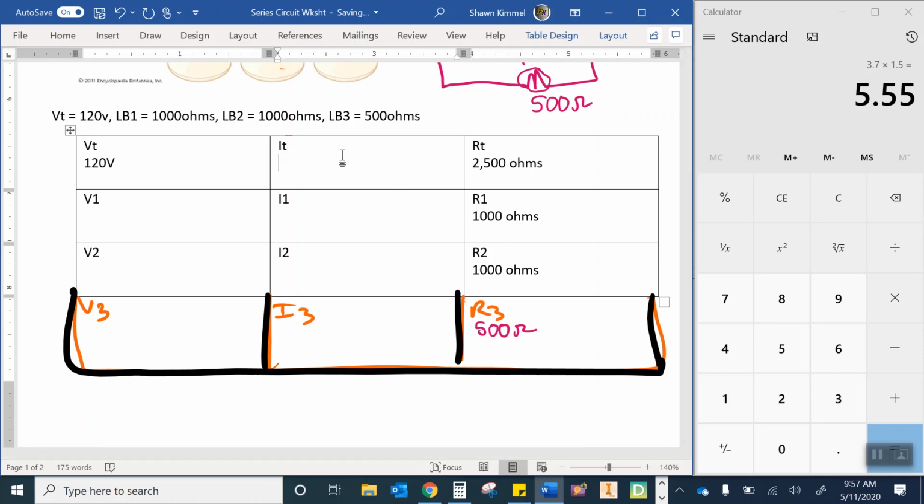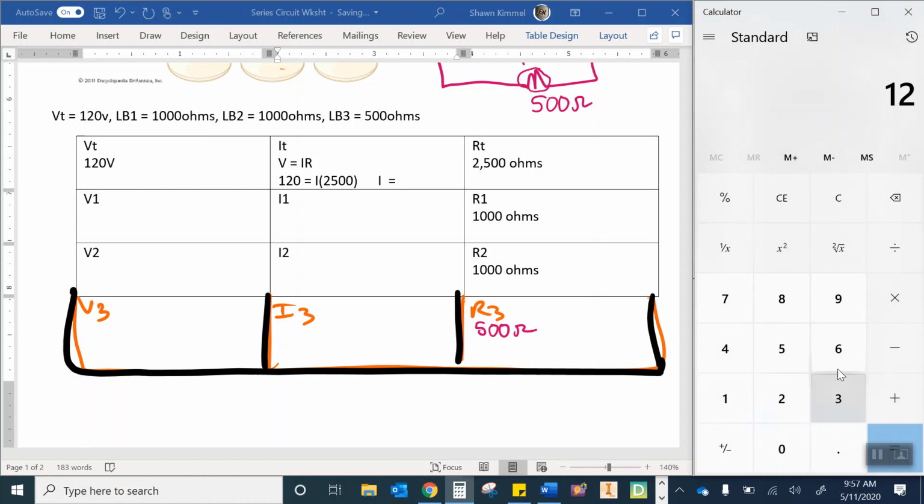After that, we're going to find IT. Well, we've learned that you can say that V equals I times R. And in this case, V is 120 equals I times 2,500, which means I is going to equal, so let's plug it over here, 120 divided by 2,500. And that gives me an answer of 0.0048, or I'm going to say 0.005.